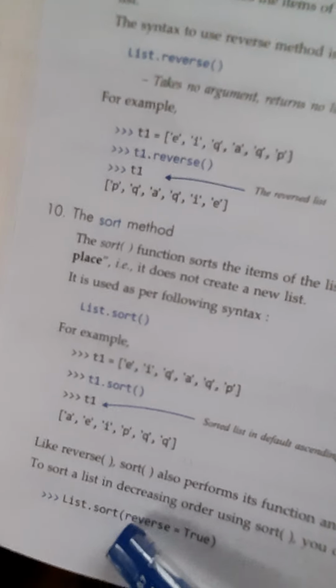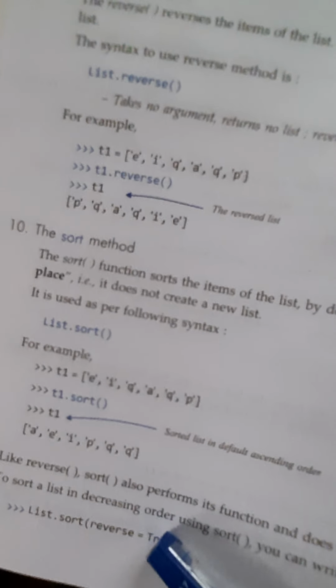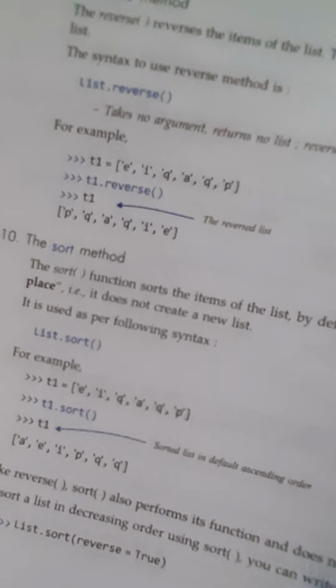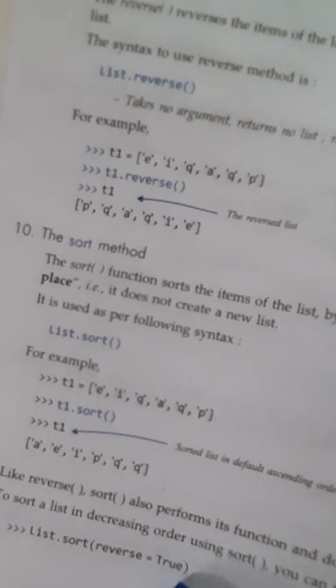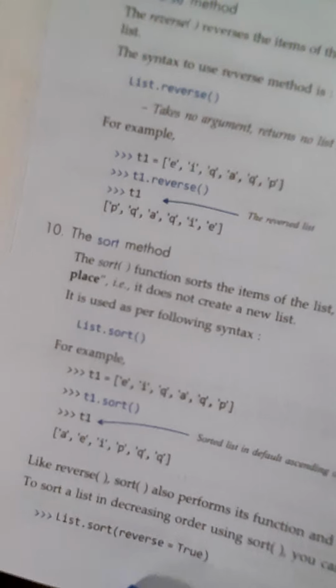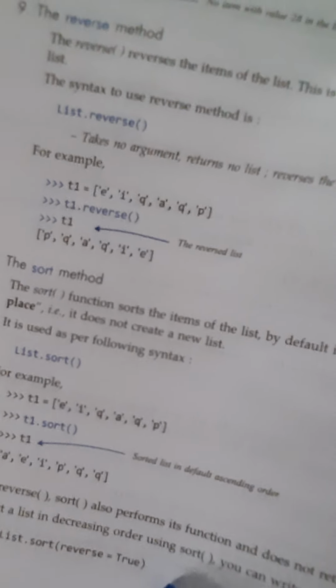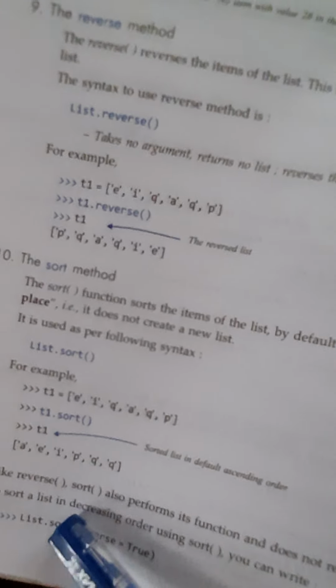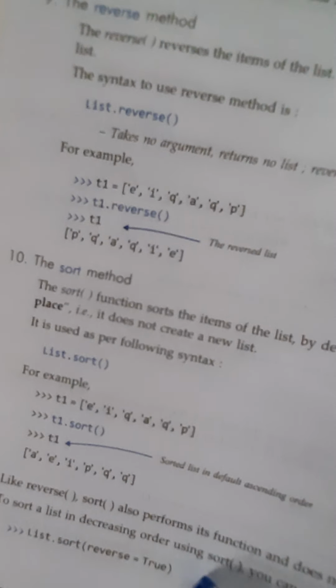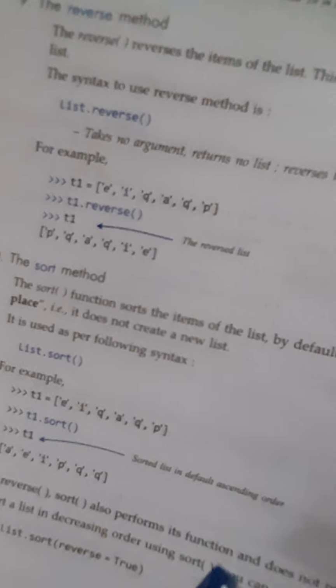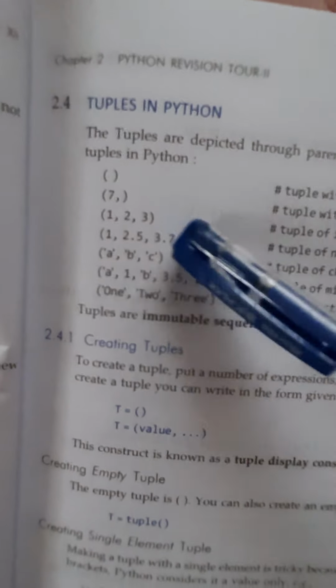To sort a list in decreasing order using sort, we have to use list.sort(reverse=True). So we have to use reverse is equal to True. In that case you can sort a list in decreasing order. I think we all have tried all this, but anyway, it's again an example for us. And next, we'll be moving on to tuples in Python.